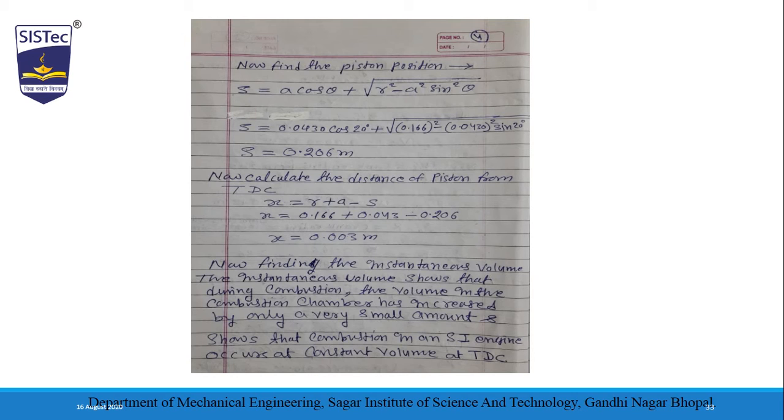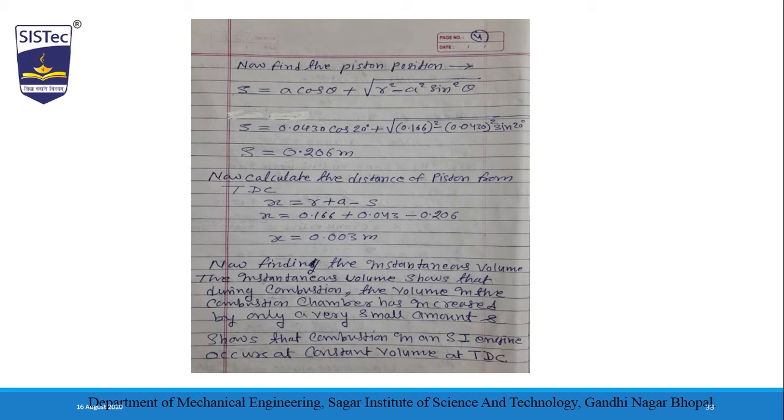Now the problem says to calculate the piston position inside of the cylinder. So S represents the piston position, and the formula is a cos theta plus under root R square minus a square sin square theta. All values are available here. Putting these values, we will get 0.206 meter, that is the piston position.